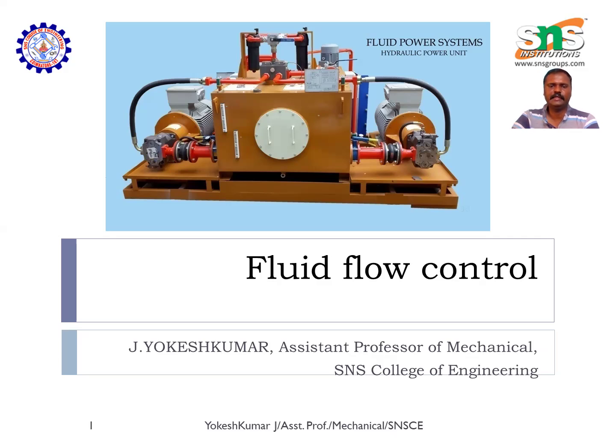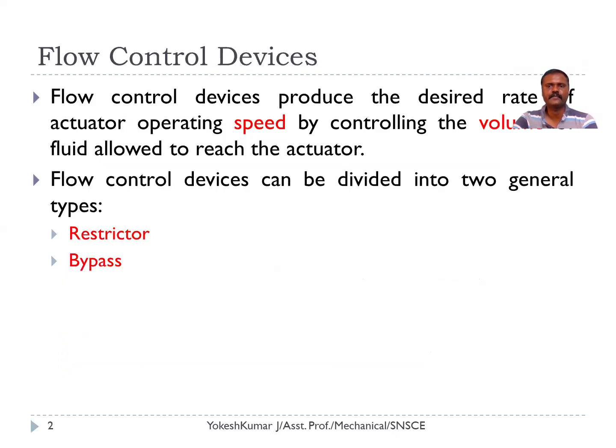So let us discuss why flow control is important in a hydraulic circuit. Flow control devices or flow control valves are used to control the operating speed of the actuator, that is the velocity in the case of a linear actuator, or the speed in the case of a rotary actuator, by controlling the volume of fluid allowed to reach the actuator. So if more fluid is allowed into the actuator, we can have more speed, and it changes vice versa.